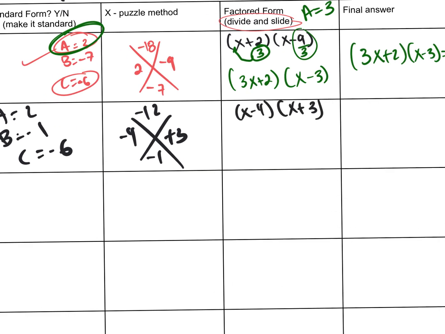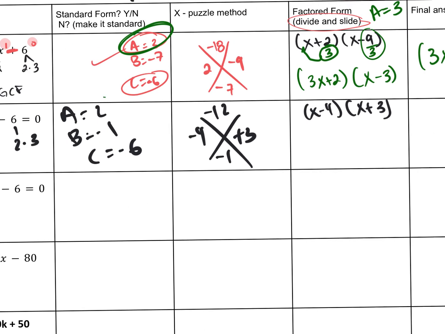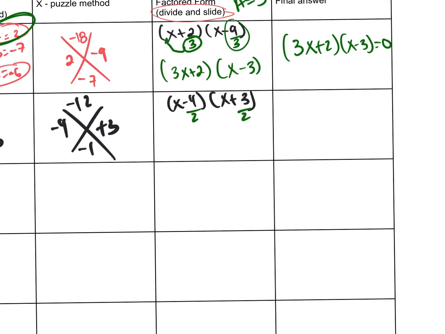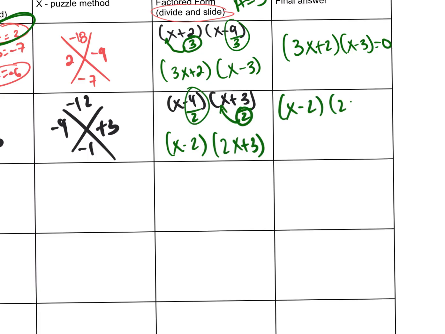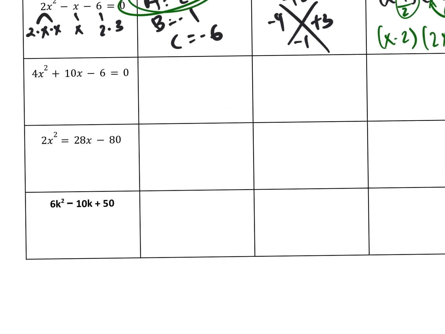I'm going to put that in parentheses, x minus 4, x plus 3. And again, we divide and slide always by the A value. Here it divides. Here it slides. If you type in 3 divided by 2 on the calculator, it gives you decimals. If you try to turn it into a fraction, it comes back 3 over 2. So this is what worked for us. And we're going to try a few more questions.